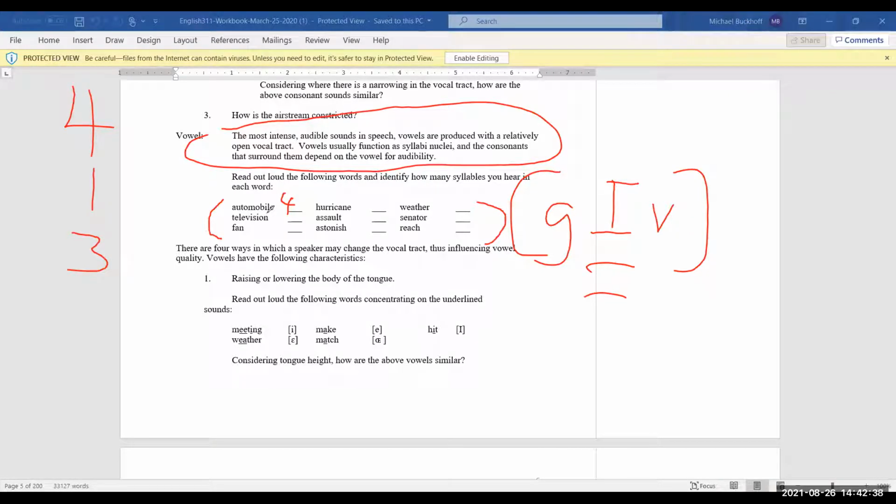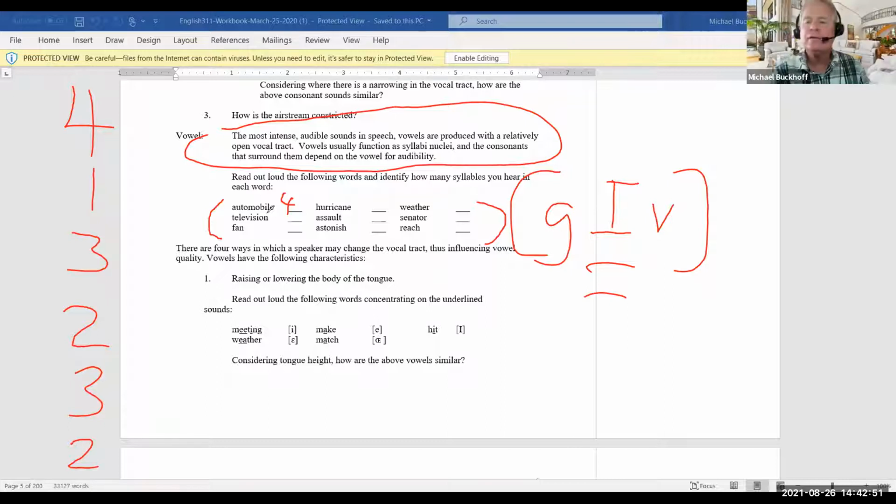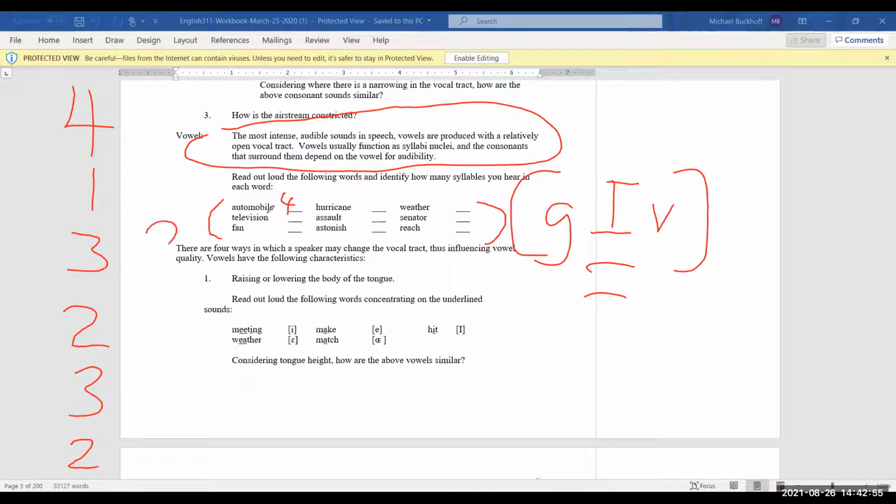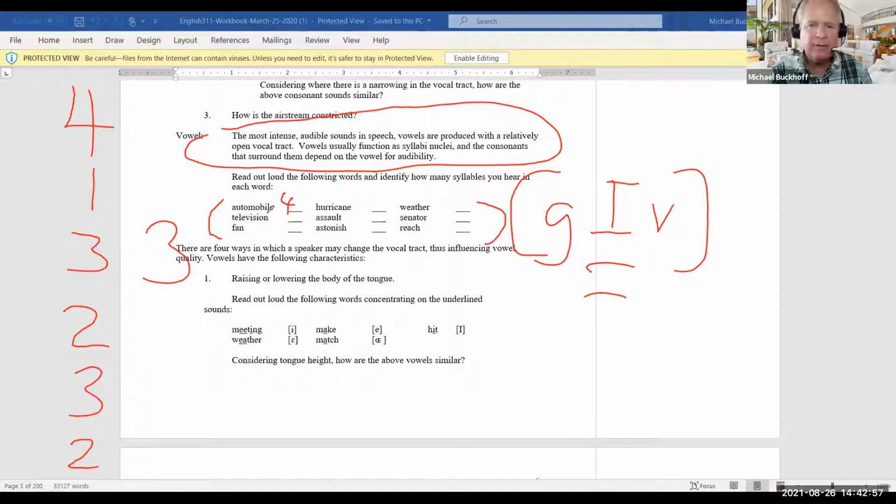2. Astonish. 3. Weather. 2. Good. Weather, right? Senator. 3. Reach. 1. Just 1. Good.